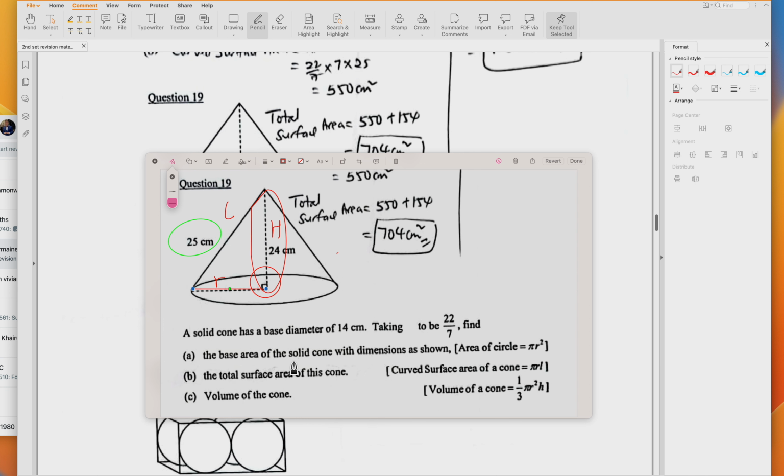Then for the volume of the cone, you can see it's one-third pi r square h. So which h do you choose, 24 or 25? 24. Correct. Why 24? Because that's the height. Why is that the height? Because of the right angle. Correct.